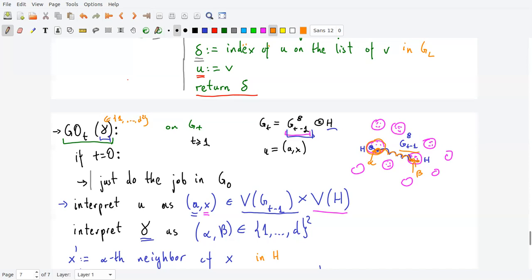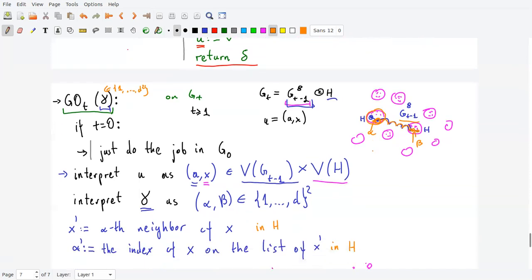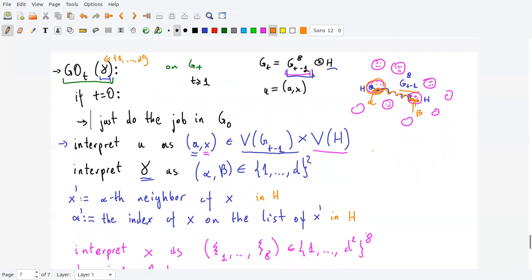Okay, so how do we now make this emulation? So how do we actually get the neighbor of (u, x) in the graph G_t? First of all, we need to make this step in the first cloud of H. This consists of replacing x with some x', which is the alpha neighbor of x in H. And maybe I will redraw it.